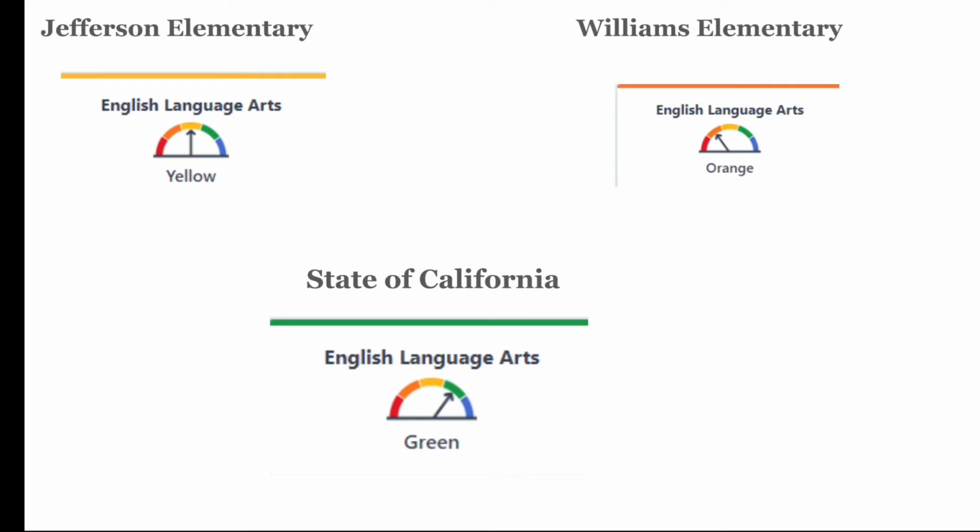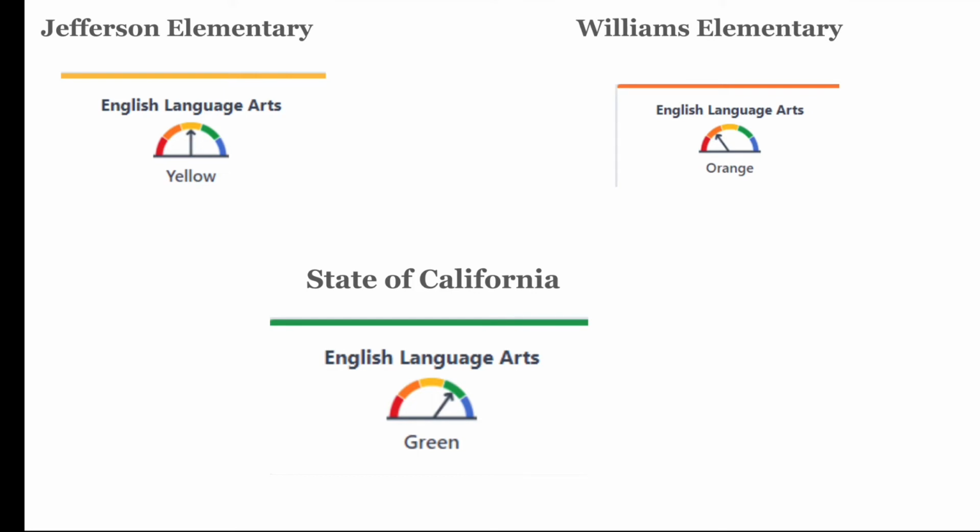For English language arts, Jefferson Elementary has students with disabilities in the orange zone. They have English learners, Hispanic, and socioeconomically disadvantaged in the yellow, while Williams Elementary has English language learners, Hispanic, and socioeconomically disadvantaged students in the orange, and the state of California has American Indian, foster youth, Pacific Islanders, and students with disabilities in the orange.